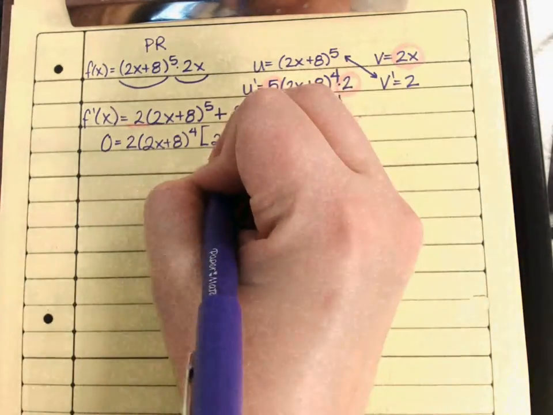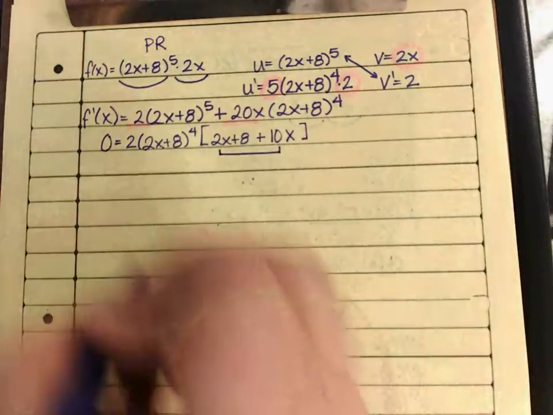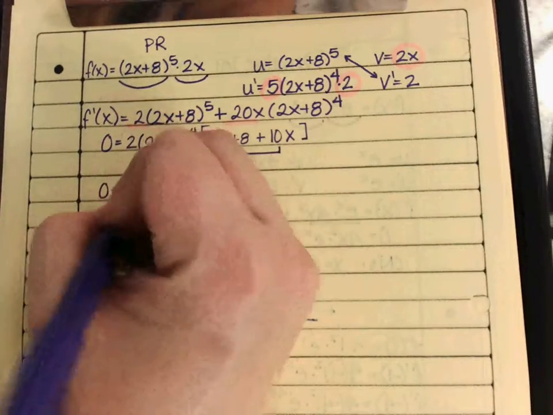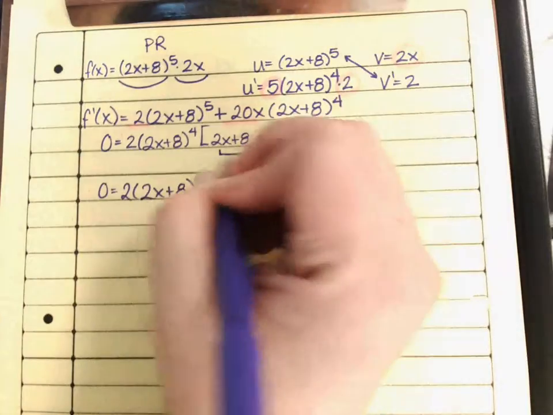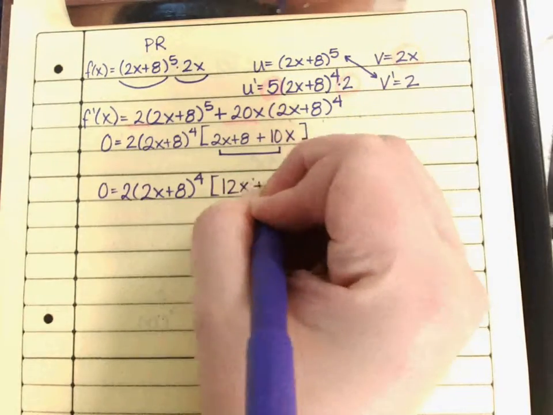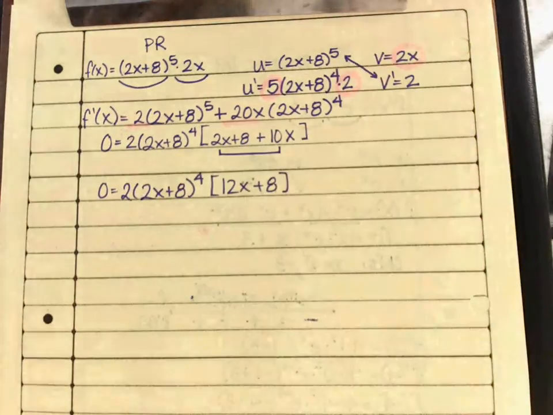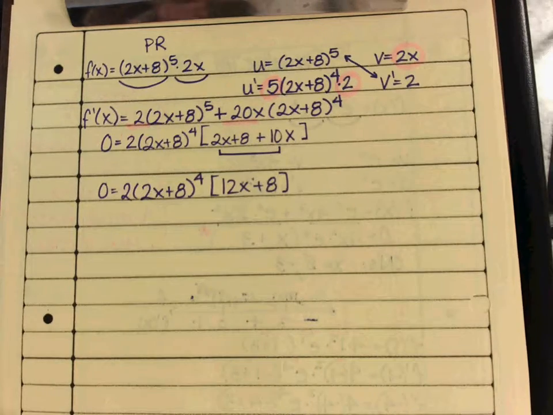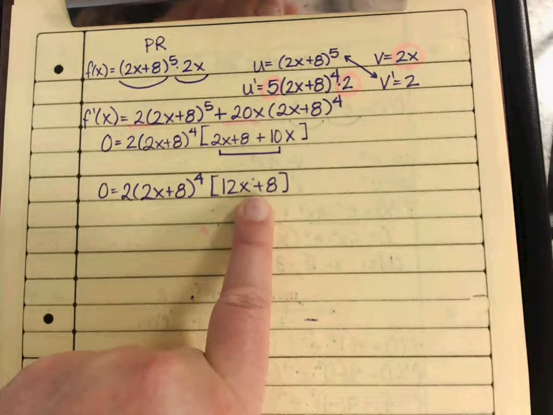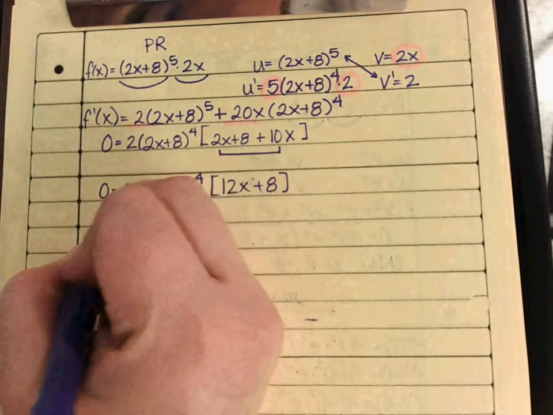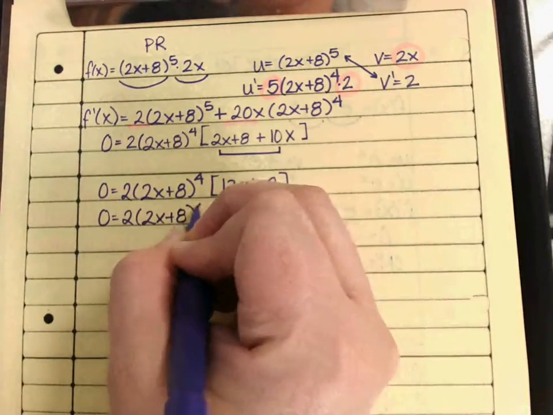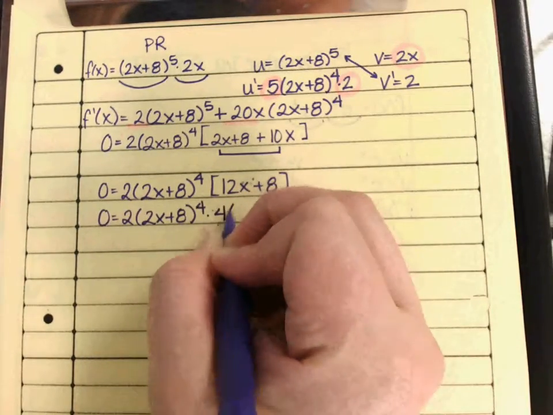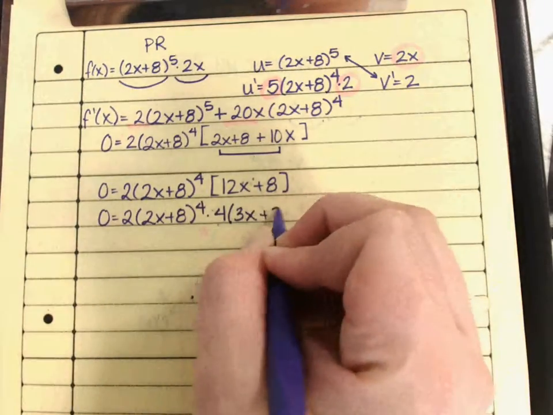Yeah, the 2x and the 10x is how many? Okay, we're almost done here, so 2x plus 8 to the 4th, that'd be 12x plus 8. Okay, now let's talk about, you could factor out of this bracket a what? 4. Good. So I'm going to do that. So I have 0, 2x plus 8 to the 4th, take out a 4, 3x plus 2.